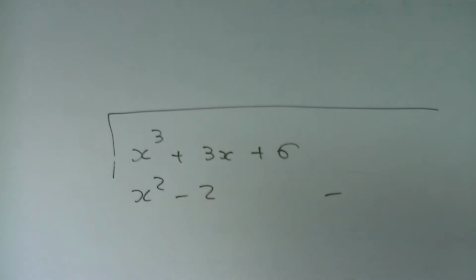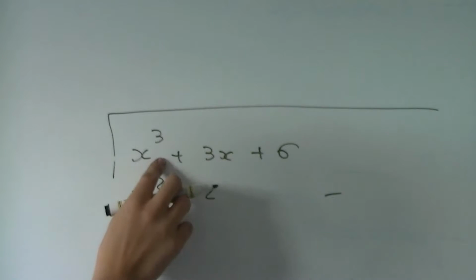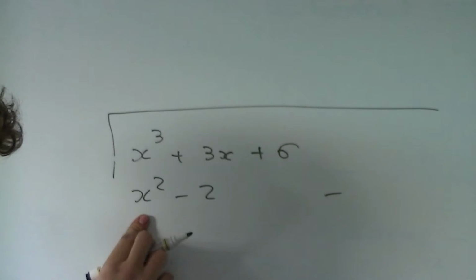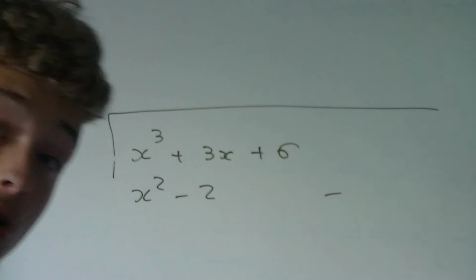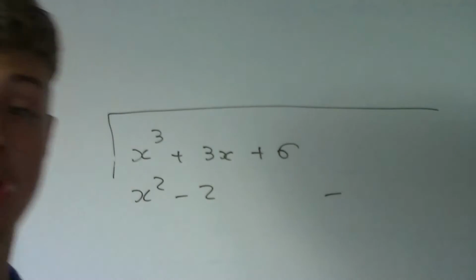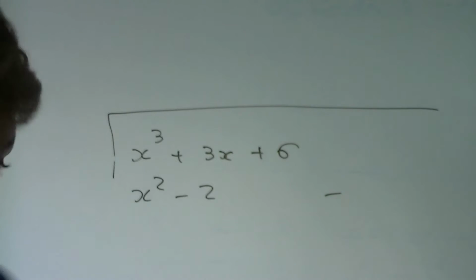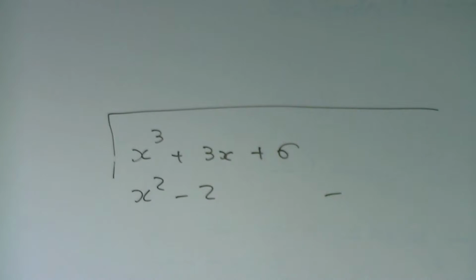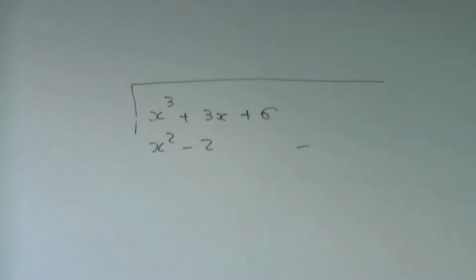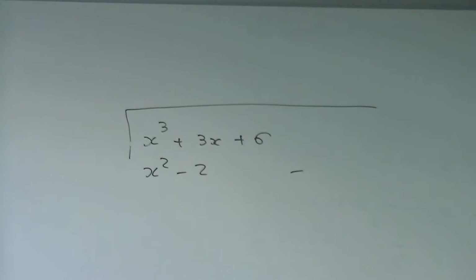But wait a sec, this is a cubic, and that is a quadratic. We can't take an x squared away from x cubed because they're not the same thing. That's just like taking away b from a, assuming they're not the same thing and not numerical. So that's why we can't do that. So how would we resolve this situation?